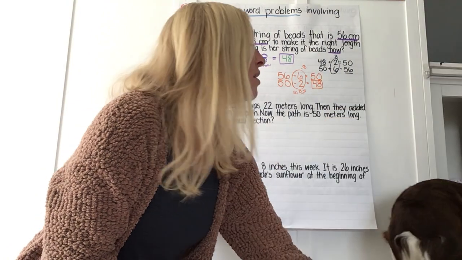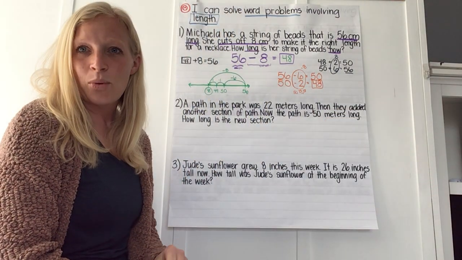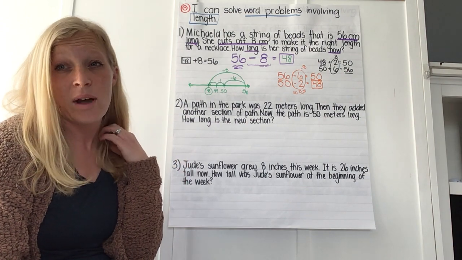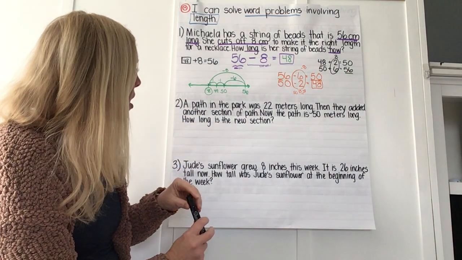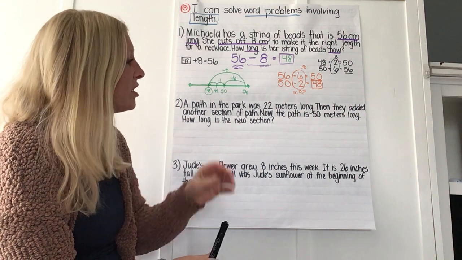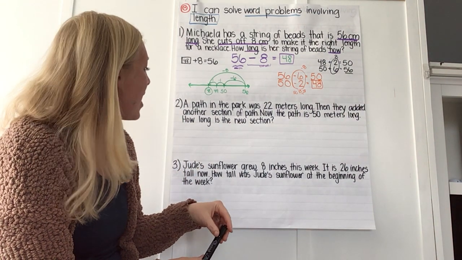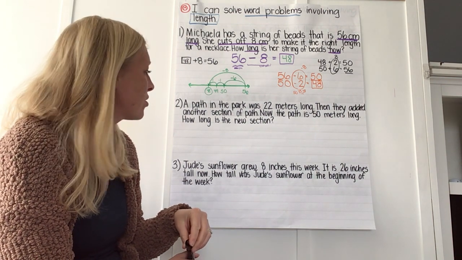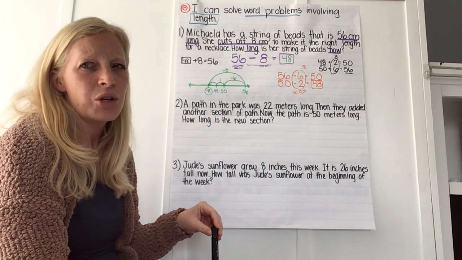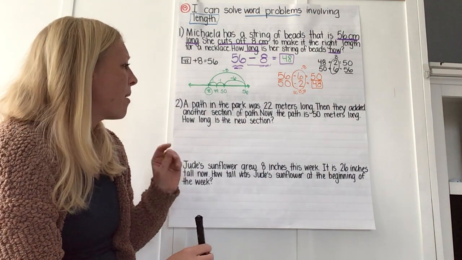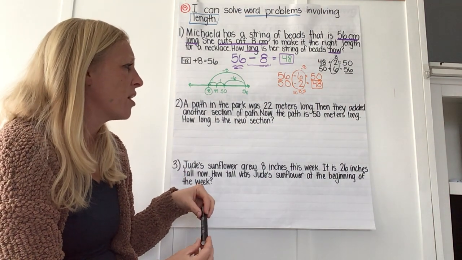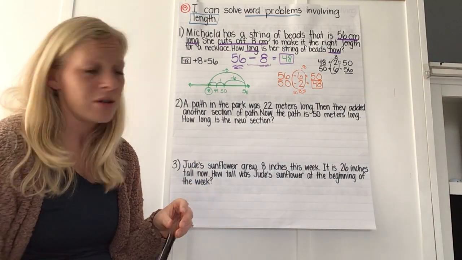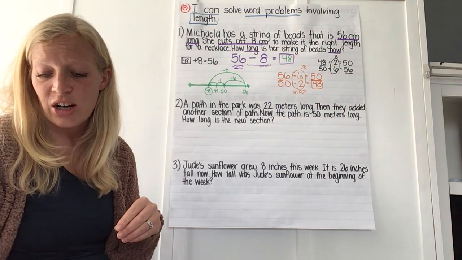All right, friends. Let's take a minute and read the next problem. I still want to have us writing that equation with the unknown and showing some different ways to make sense of this problem. A path in the park was 22 meters long. Then they added another section of path. Now the path is 50 meters long. How long is the new section?